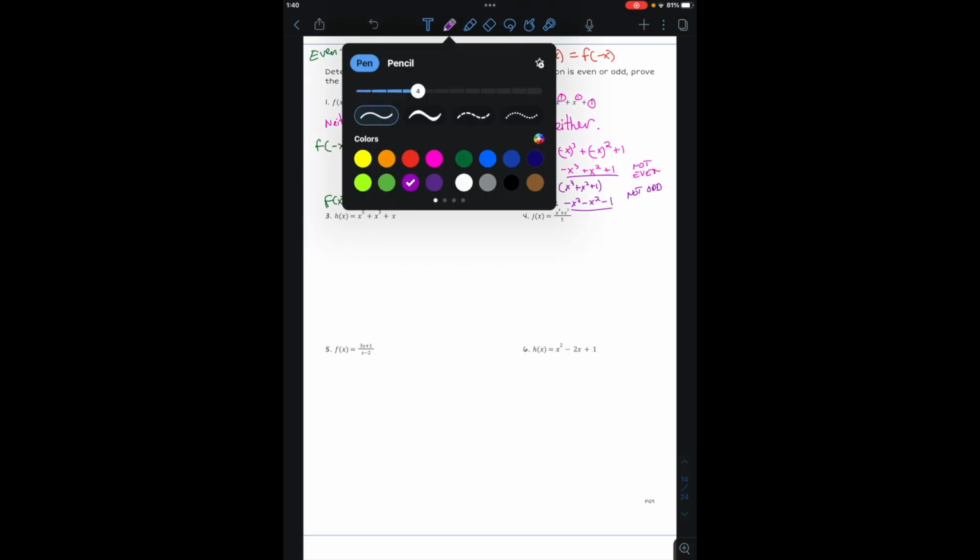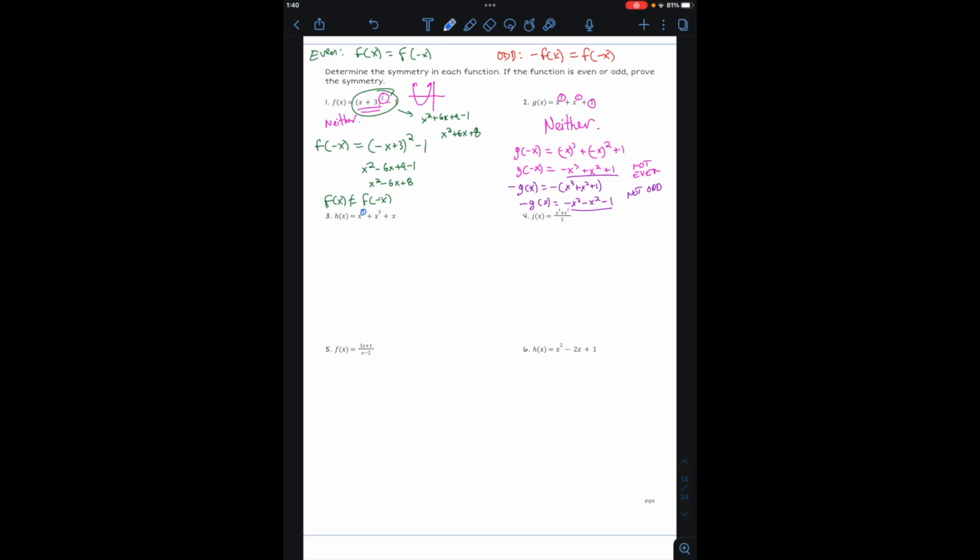Okay, with h of x, we are a candidate for being odd. We have this odd power. We don't have any even powers. We said odd plus odd plus odd is supposed to give us odd, so I already know this is an odd function.